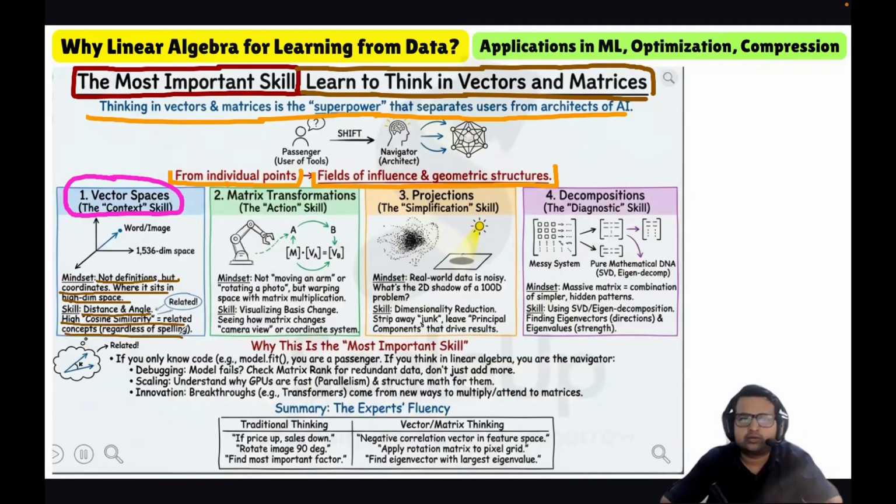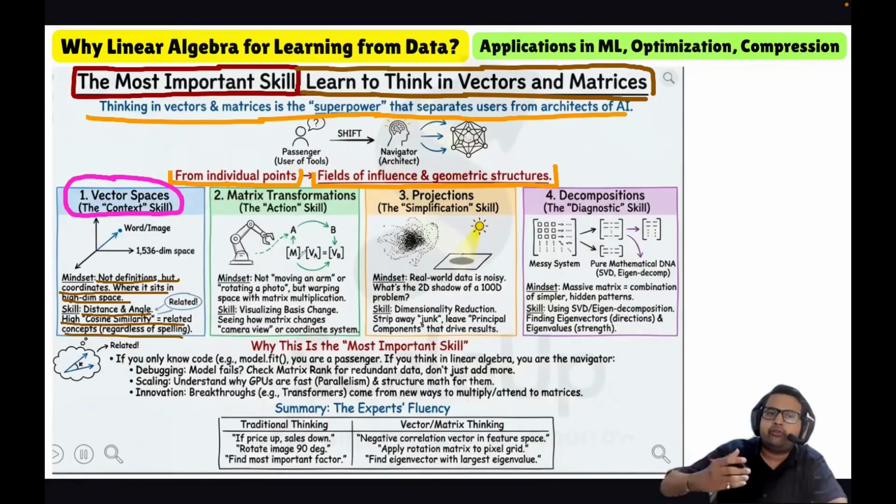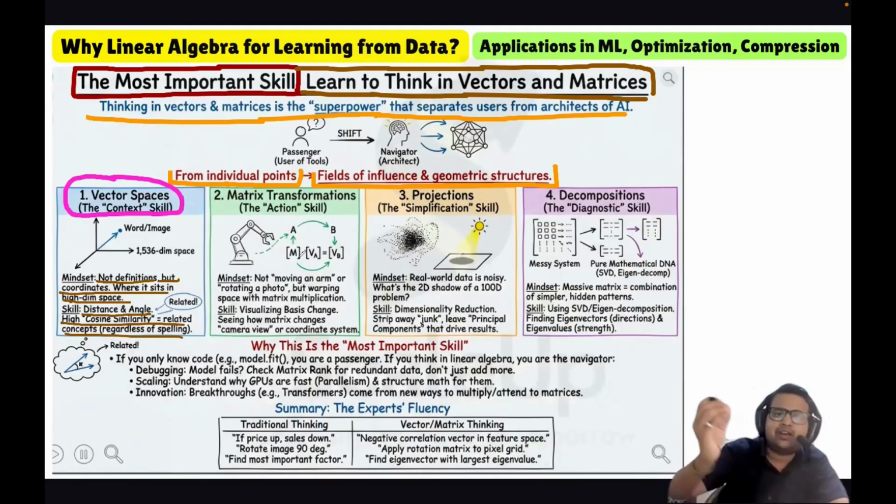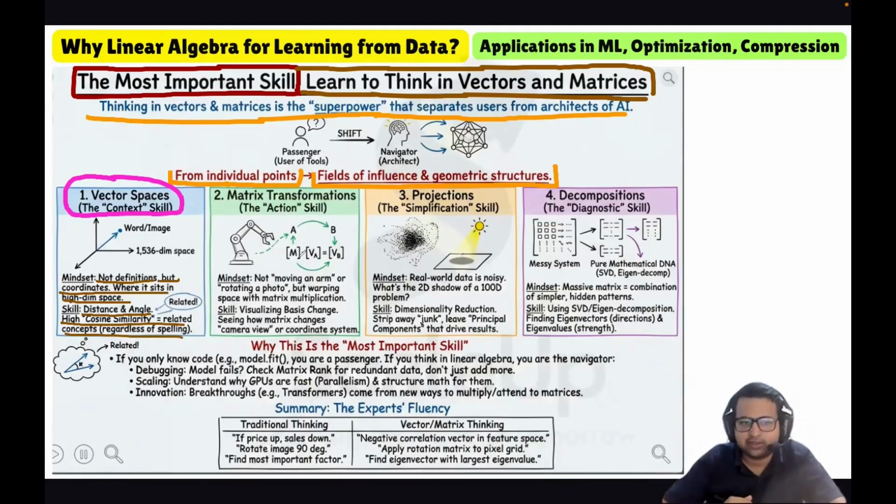That's the idea. If we think of the data in terms of vector spaces, then we are not talking about the numbers or the definitions, but we are considering the coordinates, where the data is sitting in high dimensional space. We can make use of distance and angles to calculate cosine similarity. If two vectors have high cosine similarity, it means they are related, so we are talking about related concepts regardless of the spelling.